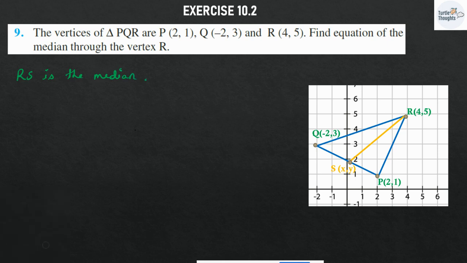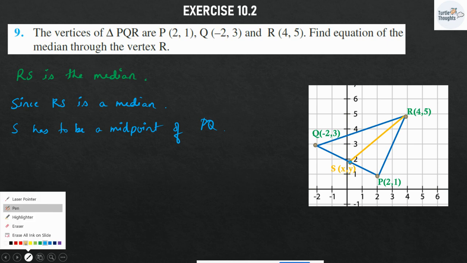RS is the median. So, can I find out the coordinates of S using the midpoint formula? Because I know that RS is a median, since RS is a median, S has to be a midpoint of PQ, right? So I can write the midpoint formula.